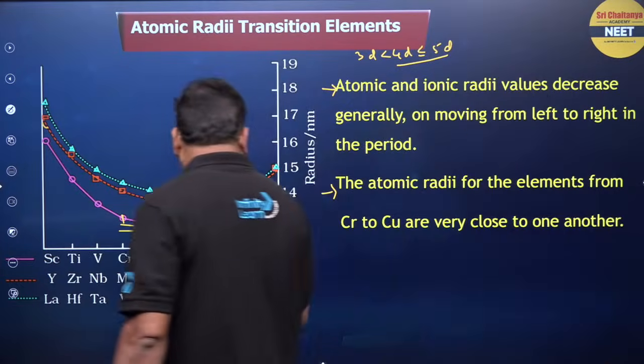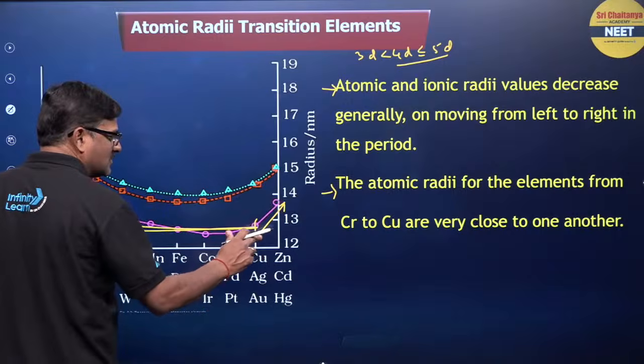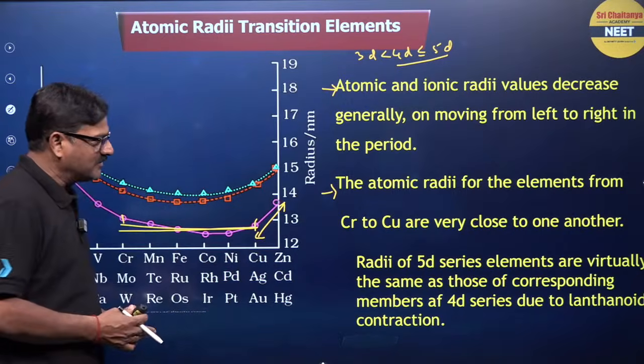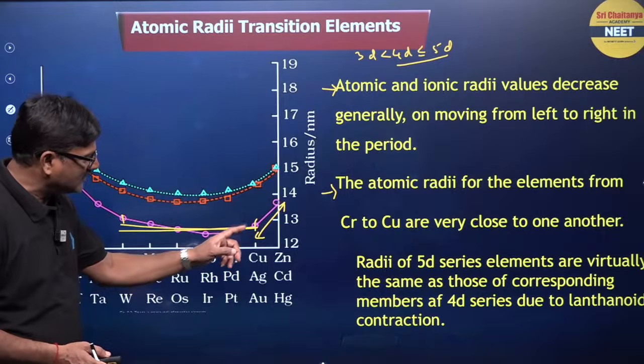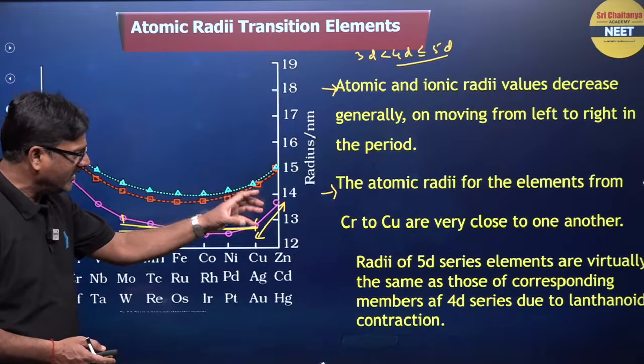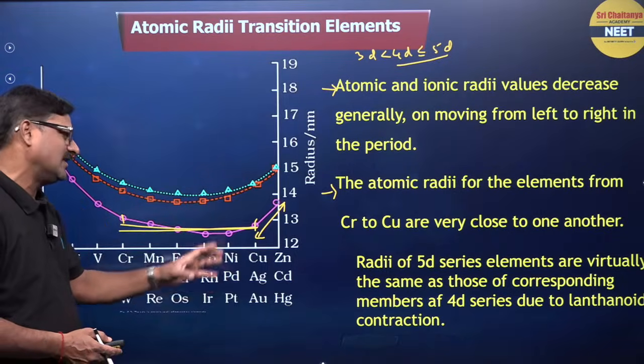From copper to zinc, the radii of the 5d series increase slightly. Why? Because there is a sudden increase due to the d10 configuration. Everywhere it is observed.